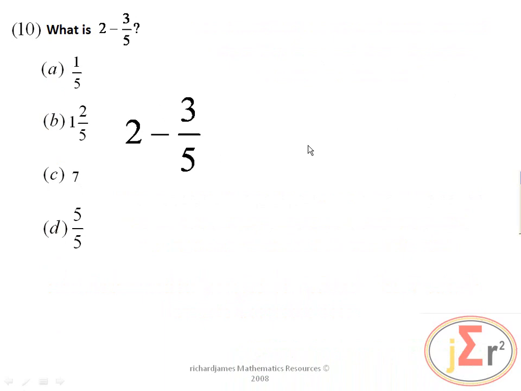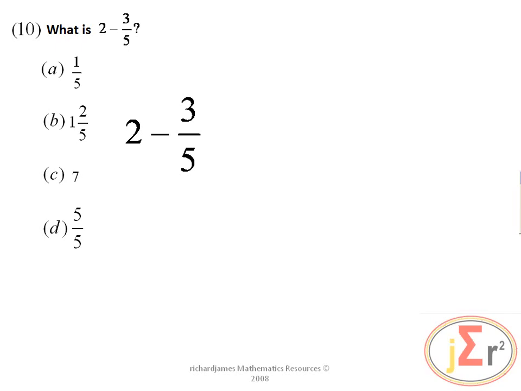Now we have one of my favorite problems. 2 minus 3/5. How do we do that? 2 is a whole number, and we're going to subtract 3/5 from it. So you put 2 over 1, at which you will come to a common denominator, because there are 2 different numbers.